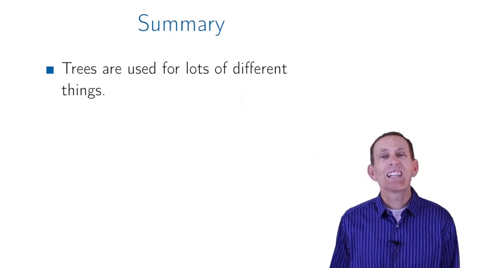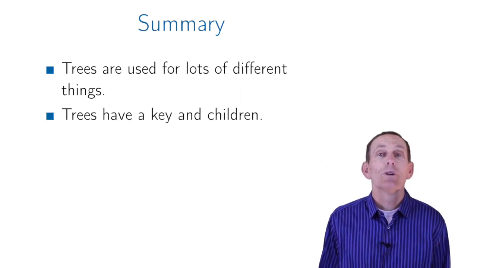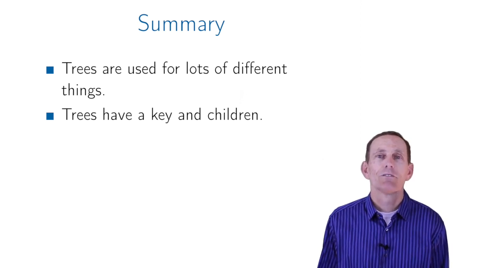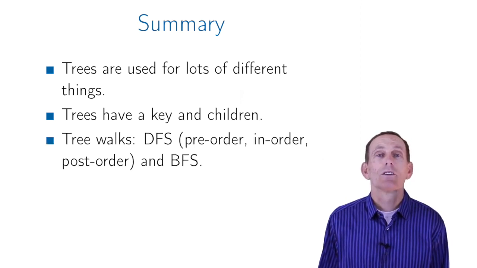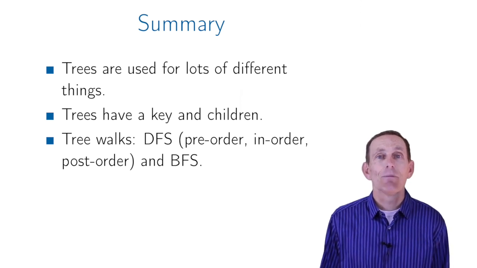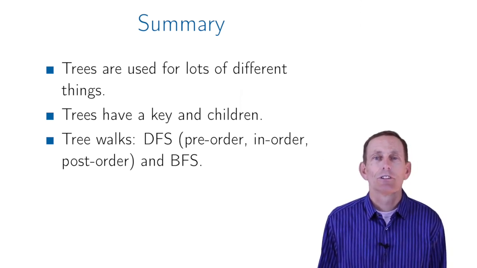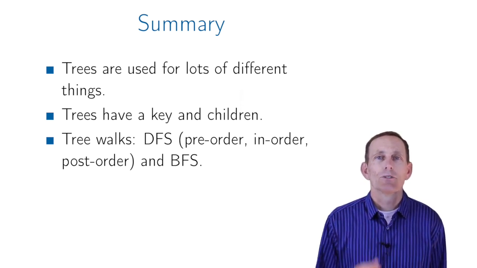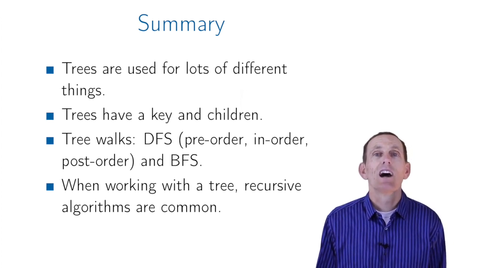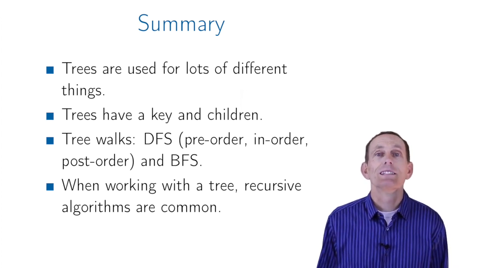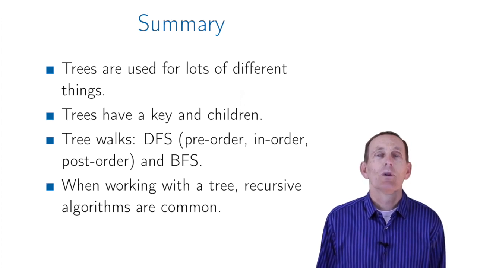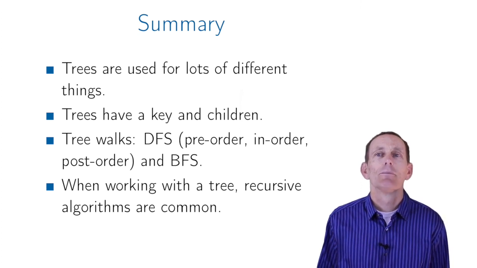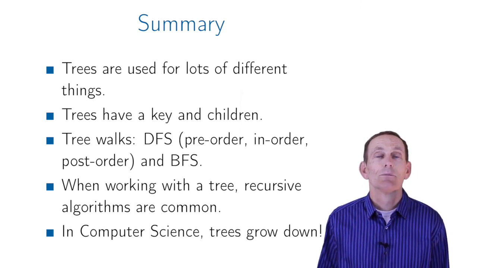So in summary, trees are used for lots of different things in computer science. We've seen that trees have a key and normally have children, although there are alternative representations of trees. The tree walks that are normally done, or the traversals, are DFS, depth first search, and BFS, breadth first search. There are different types of depth first search traversals: pre-order, in-order, and post-order. When you work with a tree, it's common to use recursive algorithms, although note that we didn't for the breadth first search, where we needed to go through the elements of the tree in kind of a non-recursive order. And finally, in computer science, trees grow down.